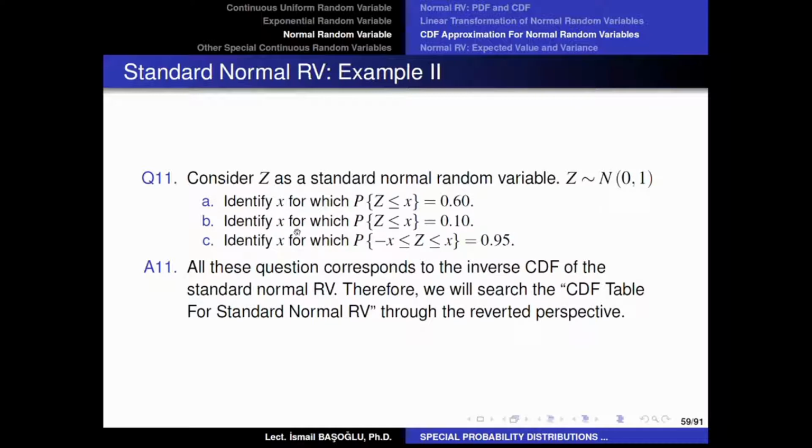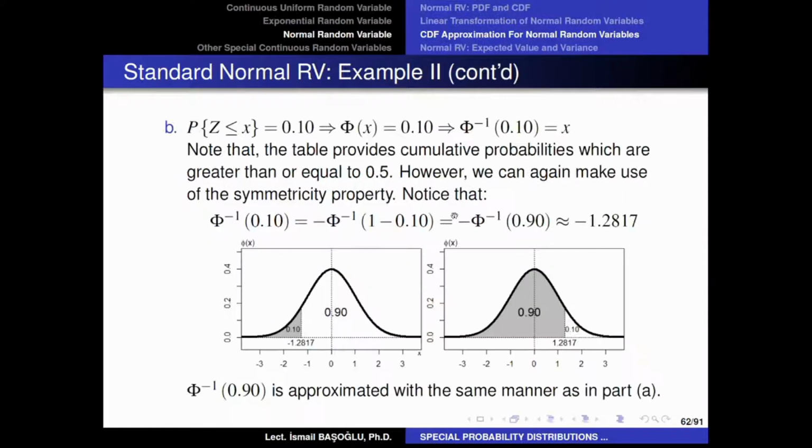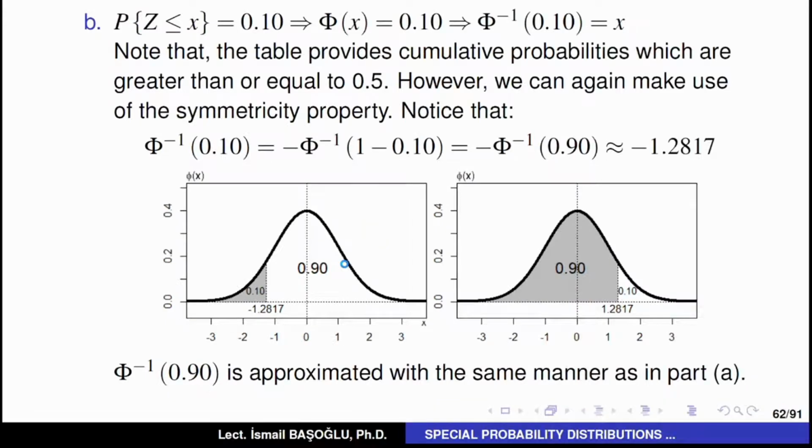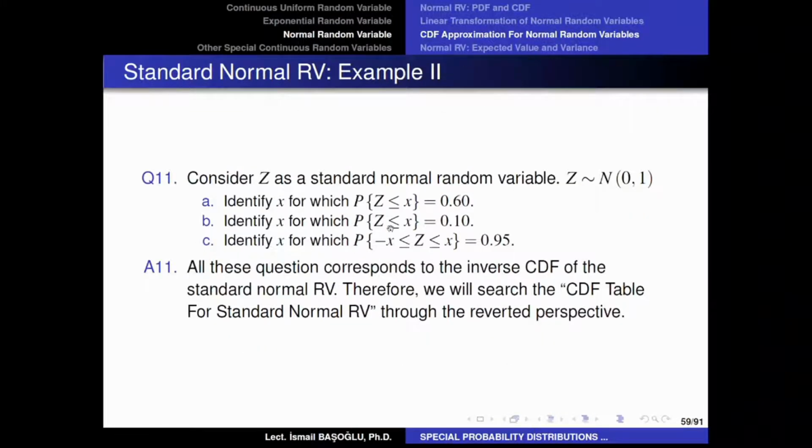Now, another question is this. Again, I am going to identify an x value for which the probability of the standard normal random variable being less than or equal to x is going to be equal to 0.10. So let me draw you this picture here for part B. This is the probability density function of the standard normal distribution. And there is a certain x value here, which I do not know yet. The area on the left-hand side of this x value is 0.10, and the right-hand side will be 0.90. So that is being asked here. The probability of z being less than or equal to x must be equal to 0.10, and that x is being asked.